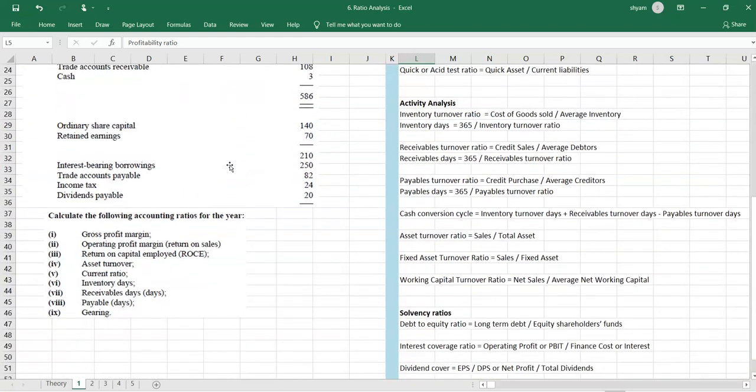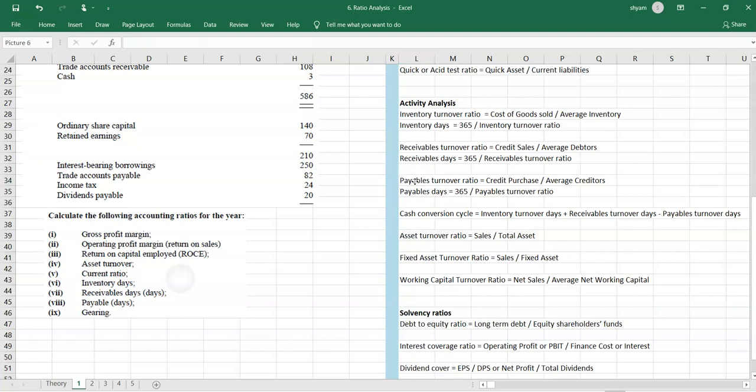It's from a book. So the question requires you to calculate the following accounting ratios for the year: gross profit, operating profit, ROCE, asset turnover, current ratio, inventory days, receivable days, payable days, and gearing. Okay, so this is what it asks. As and when we do the sum, whichever ratio is applicable, we do it. Whichever is not applicable, we'll delete it and move on.